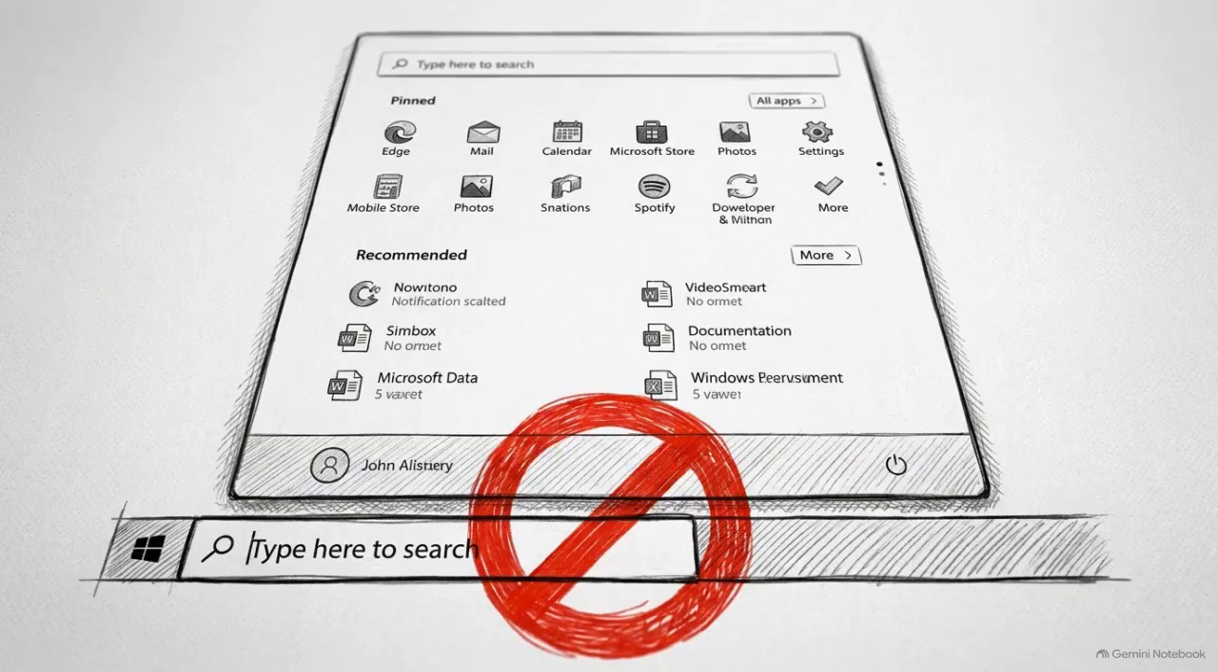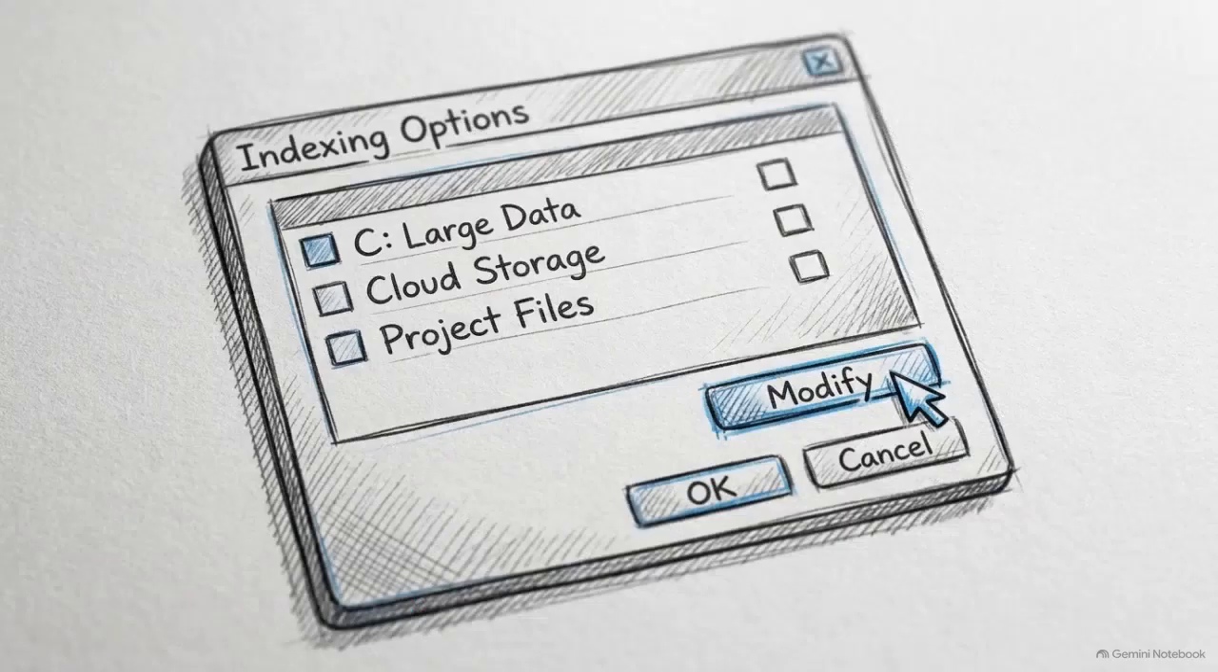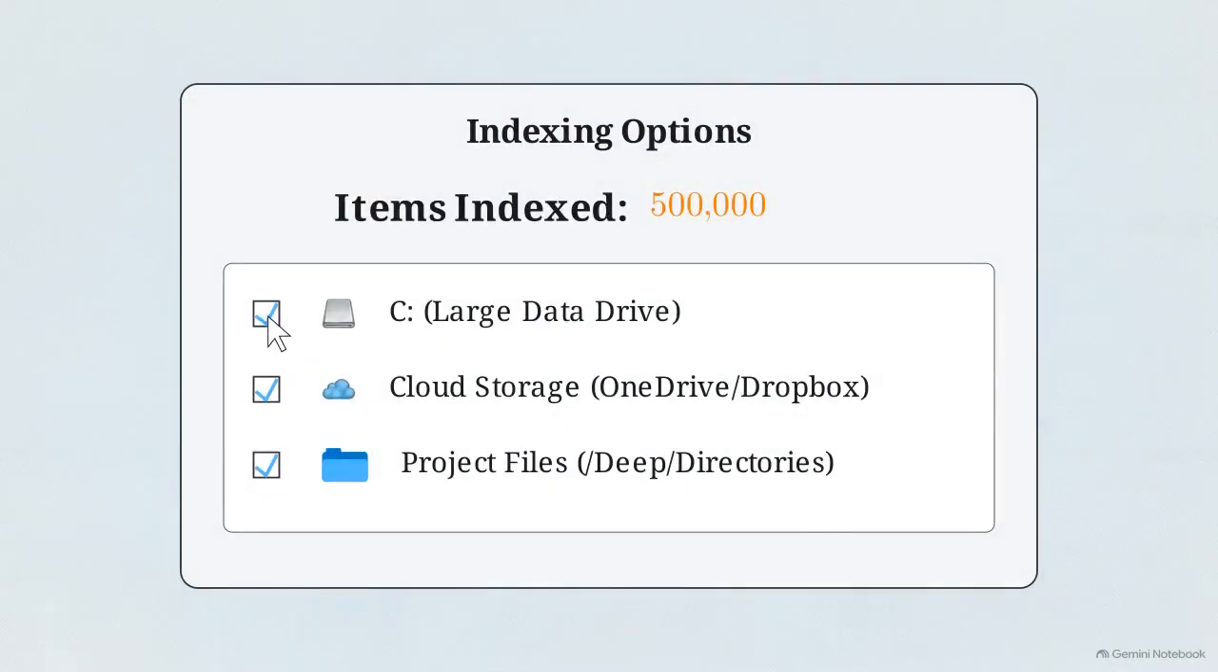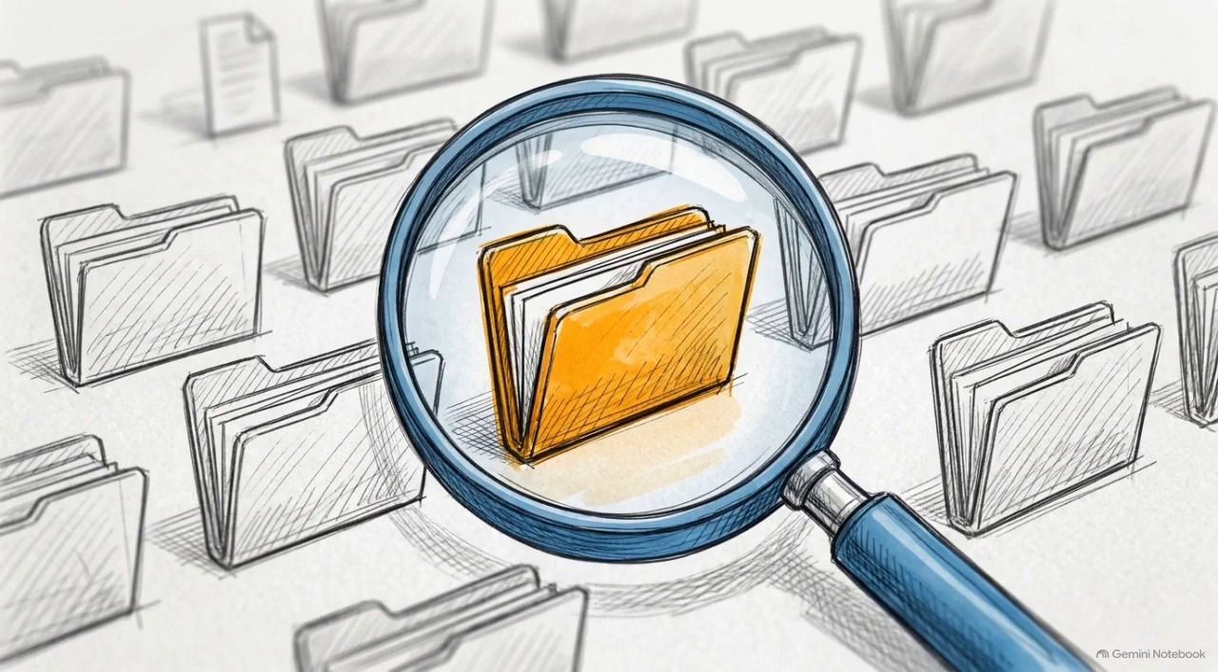Do not disable the Windows Search service entirely. Doing so will break the search functionality in your Start menu. Instead, we will restrict its scope. Press the Windows key and S, search for indexing options, and click Modify. Uncheck your large data drives, cloud storage folders, and deep project directories to reduce the total workload for the indexer. Restricting the indexed scope makes Windows Search an efficient, targeted tool rather than a resource hog.